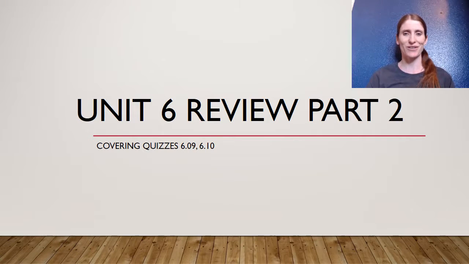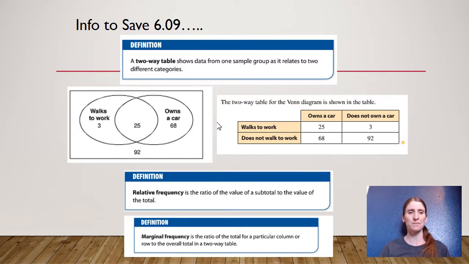Okay, students, this is our Unit 6 Part 2 review covering quizzes 6.09 and 6.10. Information to say for 6.09. We have something called a two-way table. A two-way table basically looks like this. It's where you take some data, some information, and it relates with each other, okay?